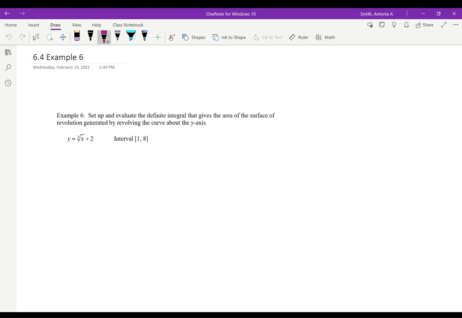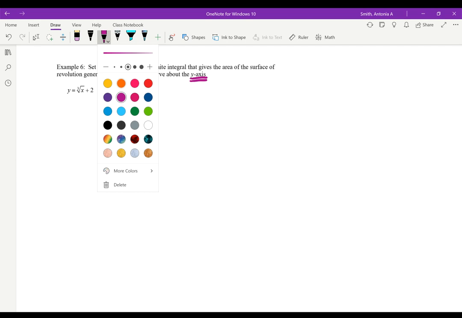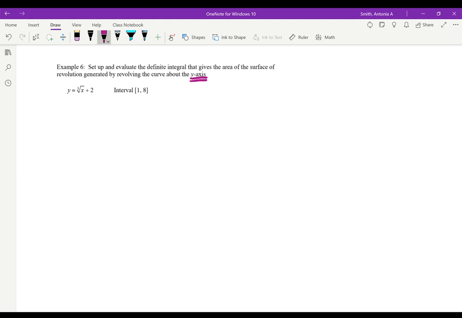Okay, so example 6 says, set up and evaluate the definite integral that gives the area of the surface of revolution generated by revolving the curve about the y-axis. So our curve is y equals the cube root of x plus 2, and our interval goes from 1 to 8.